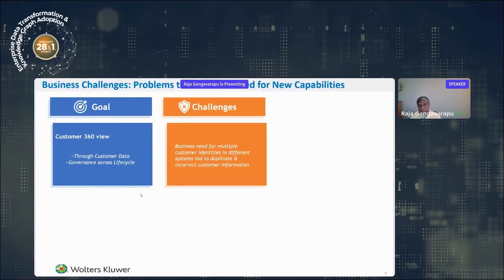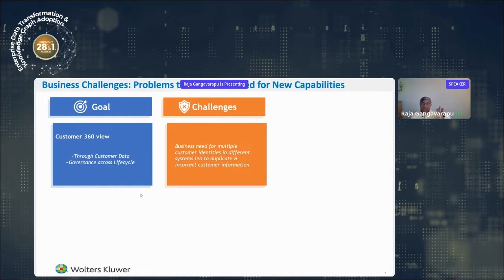Then we have faced some challenges. What are the challenges? Now, business need for multiple customer identities in different systems led to duplicate and incorrect customer information. So now each business unit, or within the business unit, different functional groups started creating, okay, I need to solve this problem. I need to solve this problem. And then they went after creating the requirements and building these applications correctly, nicely, well, and solving that particular problem.